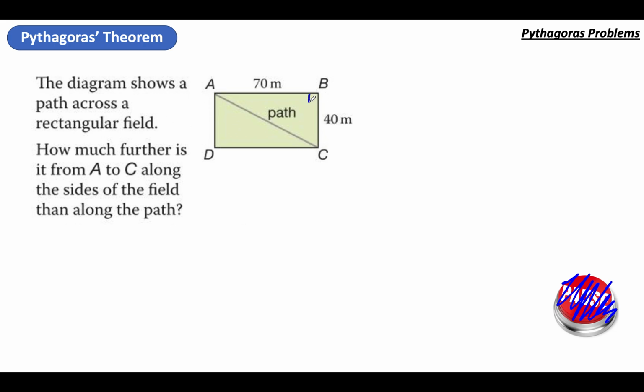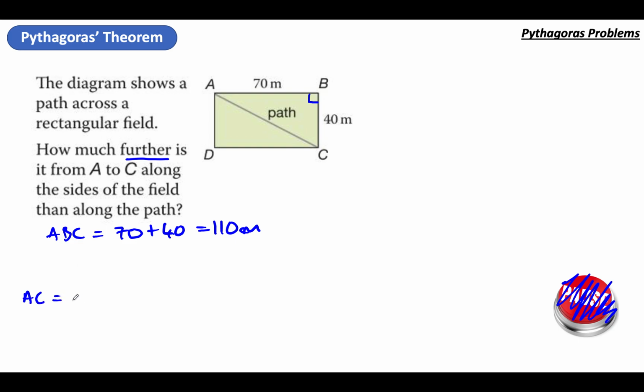So we know that the corners in a rectangle are right angles. So I've got my right angle triangle. How much further is it from A to C along the sides of the field than along the path? So if I go from A to B to C, well, that would be 70 plus 40, which is 110 meters. Now I want to know how much further is it doing that than it would be just to cut straight across the muddy field. Well, this is Pythagoras, isn't it?